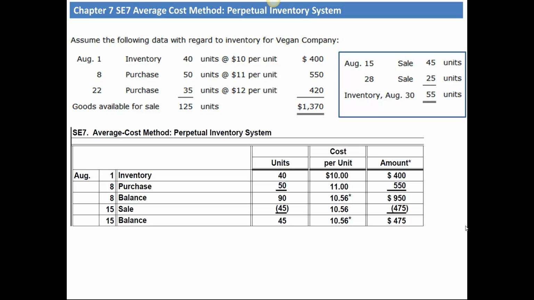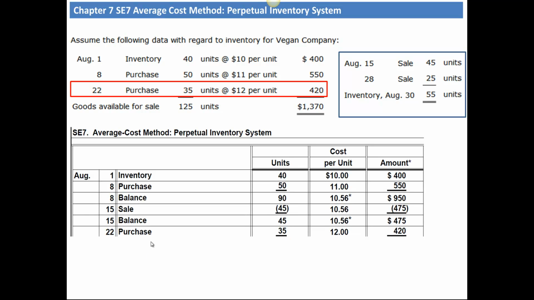So we're going to calculate our balance. What do we have left? We have 45 units left at a cost of $10.56. So now we're ready to add our purchase from the 22nd. We bought 35 more units at $12 a piece. You'll notice our costs are rising. So that was a total of $420.